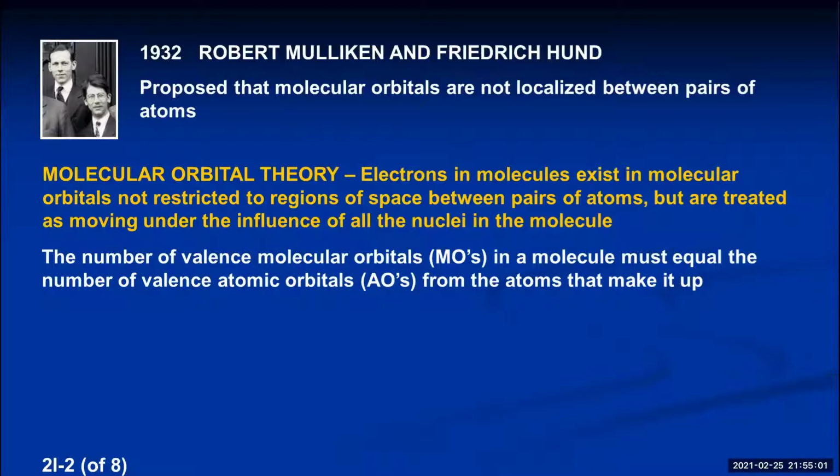of valence molecular orbitals you get in your molecule, and I'll use MO to stand for valence molecular orbitals, must equal the number of valence atomic orbitals from the atoms that you start with. The number of valence molecular orbitals in a molecule must equal the number of valence atomic orbitals from the atoms that make it up. So we're going to use this.